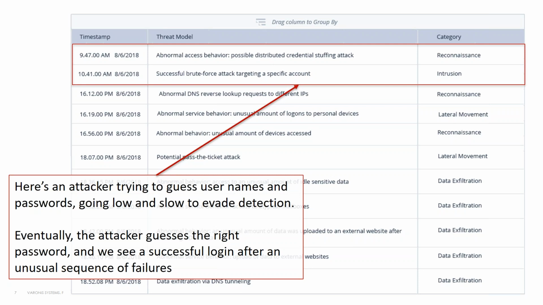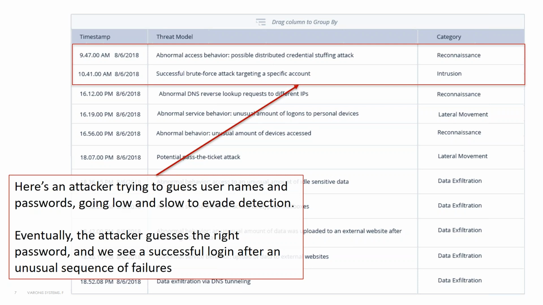So if we start from the top here, how do they actually get in? Well, in Premera, if you remember, that was a phishing link. This is another way. So we have at the top here, abnormal access behavior, possible distributed credential stuffing attack. So this is probably an attacker trying to guess usernames and passwords, which is probably the most important for low and slow type attacks.